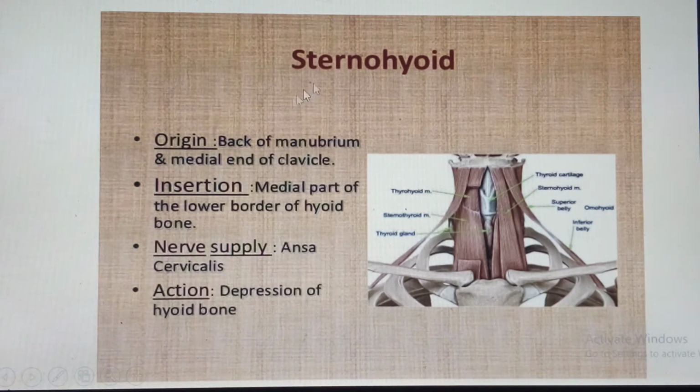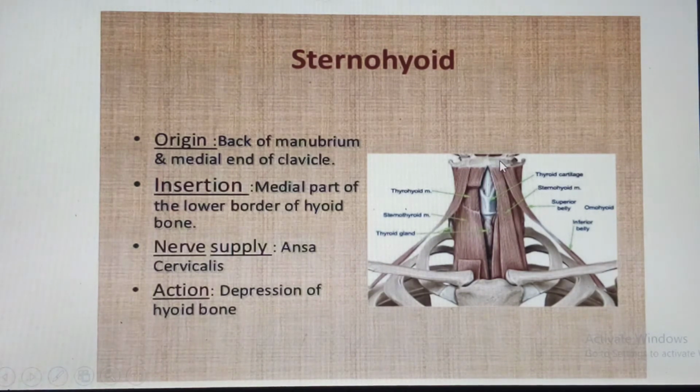Now, one of those superficial muscles is what we call the sternohyoid muscle. Even the omohyoid, this is the omohyoid muscle. We've seen its inferior belly, and this is the superior belly of the omohyoid muscle. The superficial muscle of the infrahyoid, or strap, muscles is the sternohyoid.